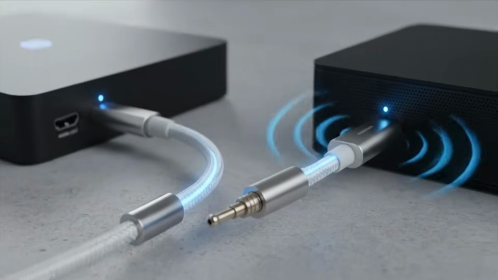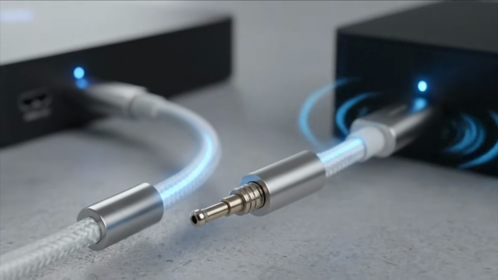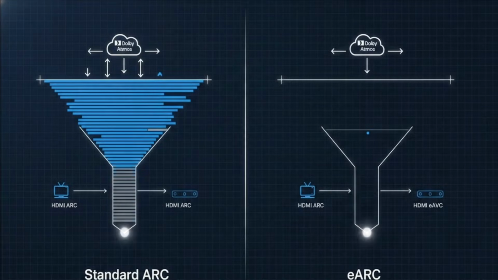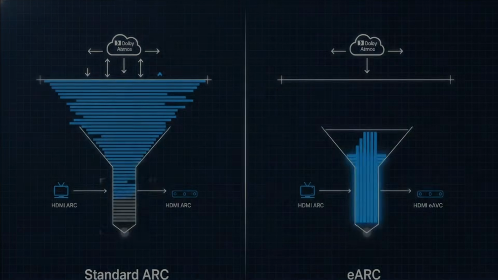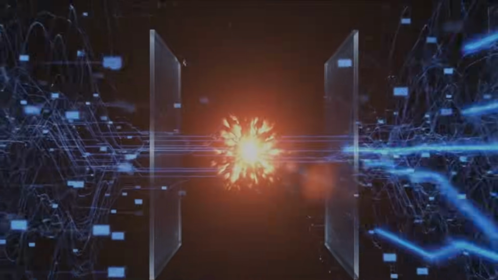Connectivity and future-proofing. To receive full lossless Atmos, use HDMI 2.1 where possible. Enable eARC. Use certified high-speed cables. Standard ARC compresses high bitrate audio. eARC preserves Dolby TrueHD Atmos. Without bandwidth, performance is limited before it begins.